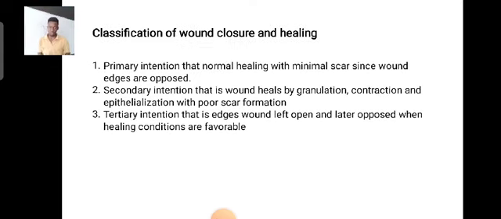If we classify wound closure, just to mention, there is primary intention, which mainly occurs with minimal scar. It is mainly in a wound that is clean and the edges are opposed. Then there is secondary intention, where the wound heals by granulation and contraction. The wounds are not opposed compared to primary. And tertiary is when the wound heals when there is a favorable condition, but the wound is open and prone to infection and everything.